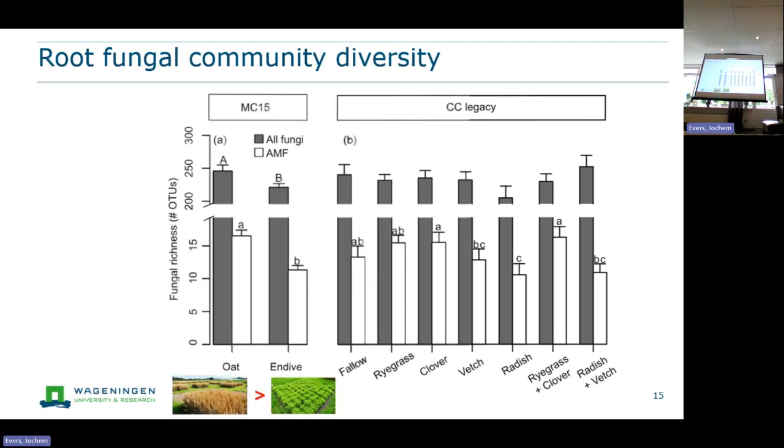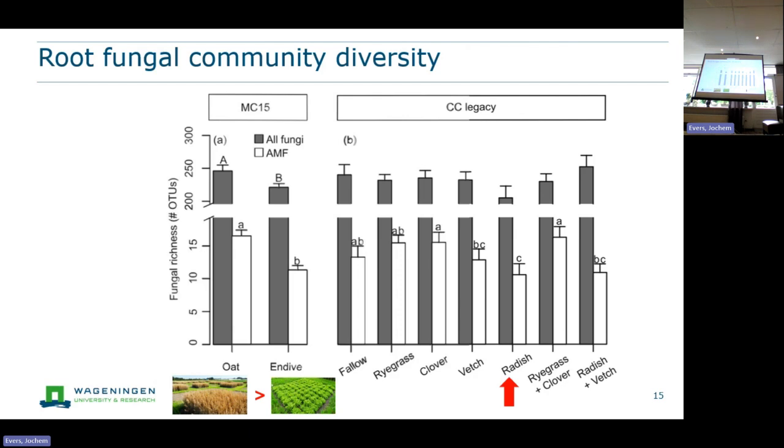And then for the other fungi, that's way more diverse than the mycorrhiza. That's up to 250 different species, or OTUs, operational taxonomic units, in those roots. Slightly less in the endive. So the mycorrhiza are not the most diverse ones in this whole fungal community, but of course they can play an important role in the functioning.